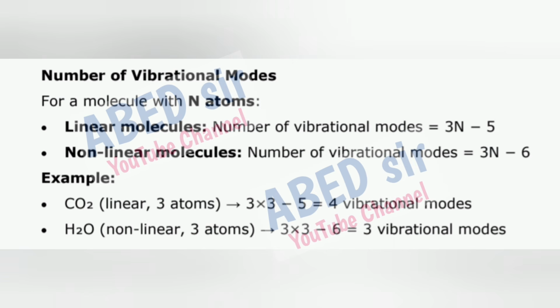Number of vibrational modes. For a molecule with N atoms: linear molecules, number of vibrational modes = 3N − 5. Non-linear molecules, number of vibrational modes = 3N − 6. Example: CO₂, linear, 3 atoms, 3 × 3 − 5 = 4 vibrational modes. H₂O, non-linear, 3 atoms, 3 × 3 − 6 = 3 vibrational modes.